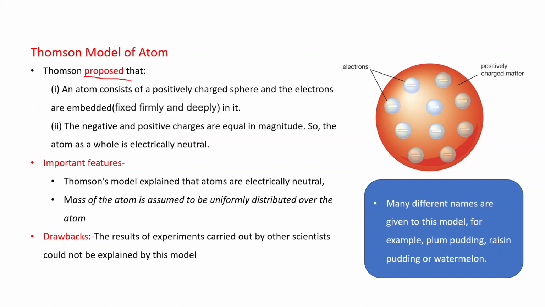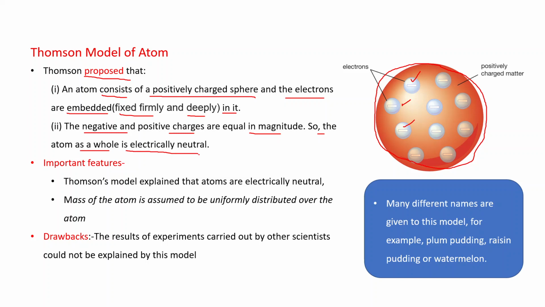Thomson proposed that an atom consists of a positively charged sphere and the electrons are embedded in it. Embedded means fixed firmly and deeply. You can see this diagram. This is a positively charged sphere and these are the electrons embedded in it. The negative and positive charges are equal in magnitude, so the atom as a whole is electrically neutral.